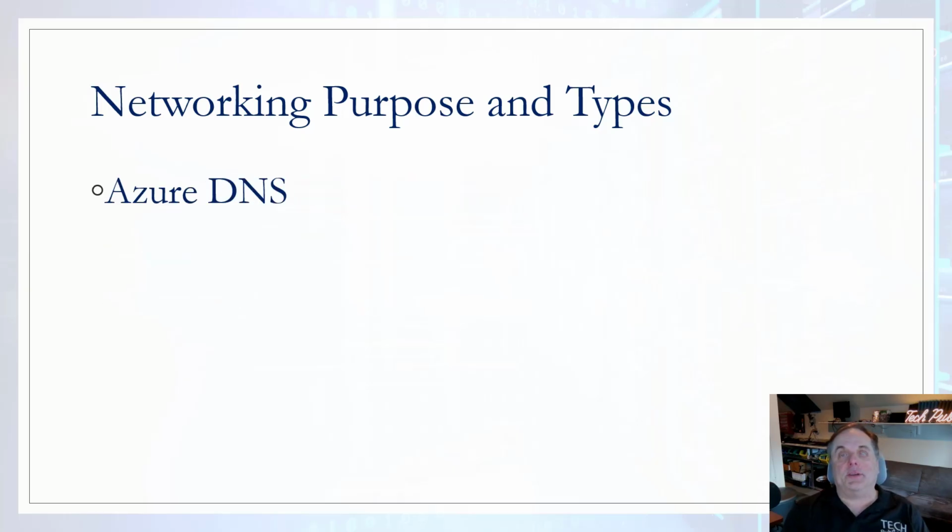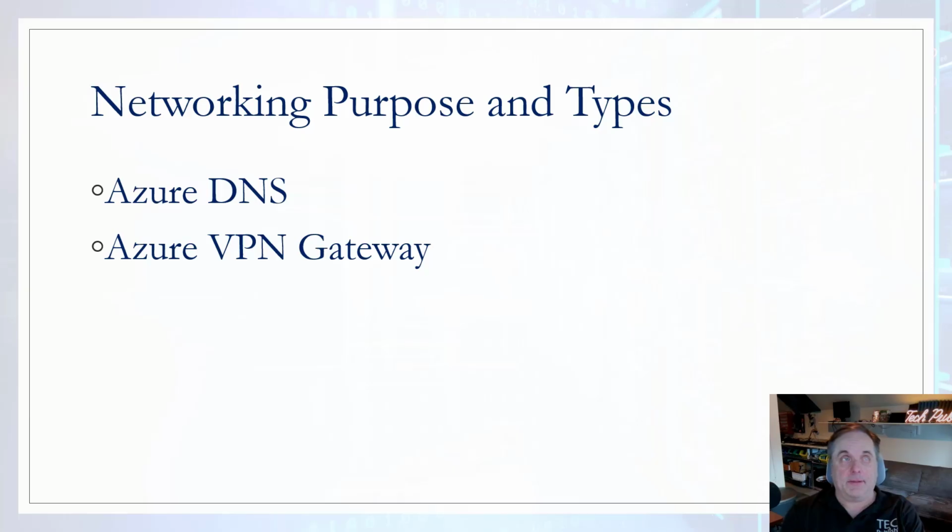After that, we have Azure DNS, and it works just like any other type of DNS for name resolution. It allows you to define DNS records for your virtual machines and other services, which makes them easier to discover and access. Then there's the VPN gateway service, and that sends encrypted traffic between Azure and on-premises locations over the public internet.